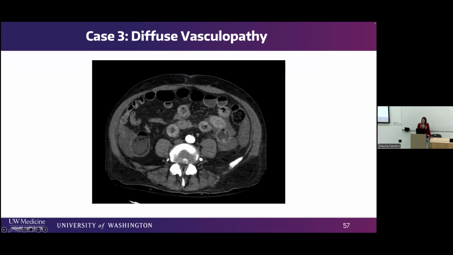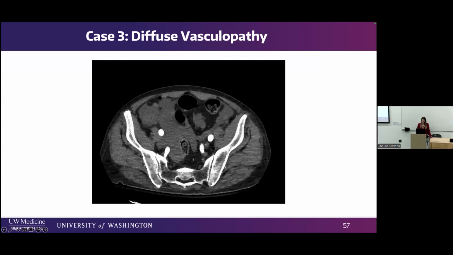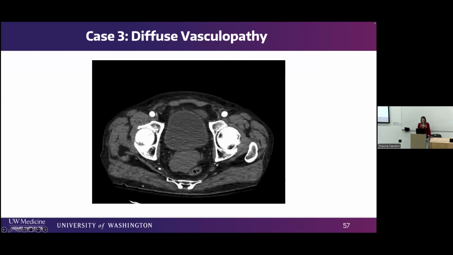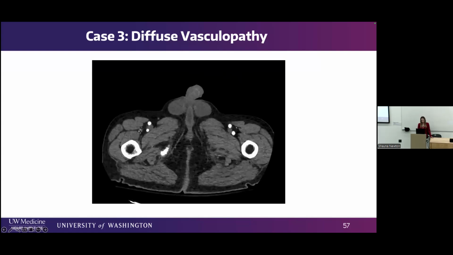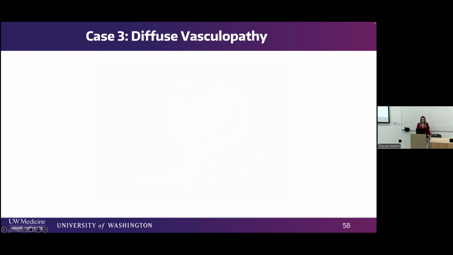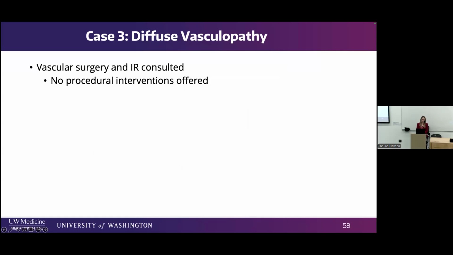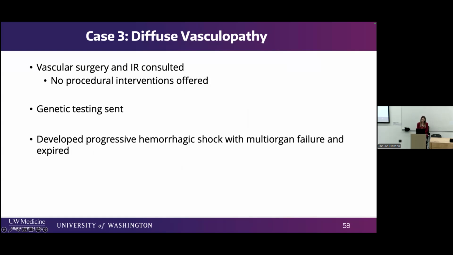He has right renal artery irregularity, and then he has dilations of his left common iliac artery and right common iliac artery. He unfortunately is in hemorrhagic shock at this time. He gets admitted to the MICU, and vascular surgery and IR were consulted, and actually no procedural interventions were offered. It was thought, given his diffuse vasculopathy, that his tissues would be too prone to injury and that open operation would be fatal. So they did send genetic testing during his hospitalization. Unfortunately, he developed progressive hemorrhagic shock with multi-organ failure and expired during that admission.